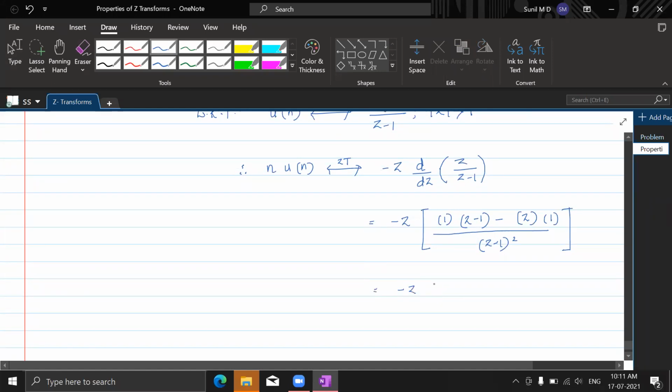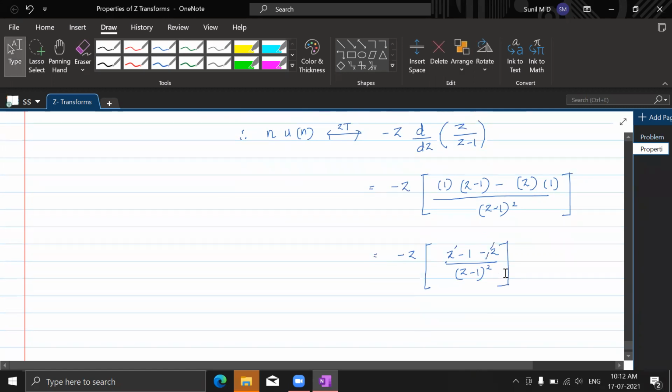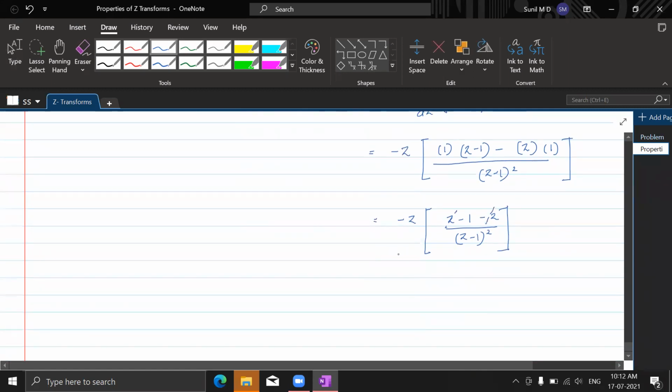It is minus z, z minus 1 minus z divided by z minus 1 square. Okay. So this z and this z go off. It is minus z plus z, it goes off. So what will be left with? It is minus z and you have minus 1 here. So it will be z by z minus 1 square. Okay. With region of convergence will not differ. Region of convergence will still be outside the circle with radius 1.